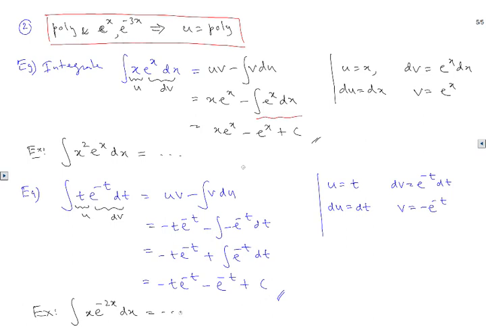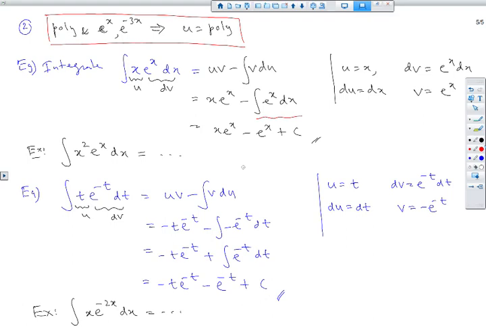So we have discussed two types. The first type is polynomial and trig function, and the second type is polynomial and exponential functions. In both cases, we're going to pick u equal to the polynomial. So let's go to the third type and see whether the same trick is going to work or not.